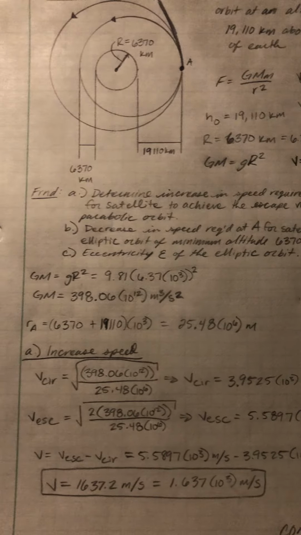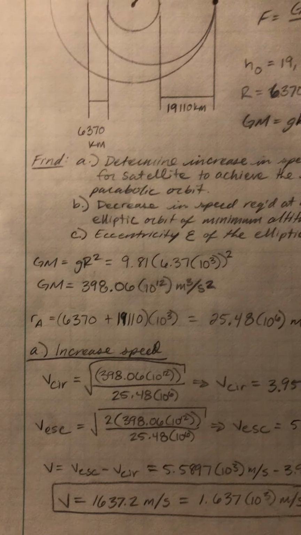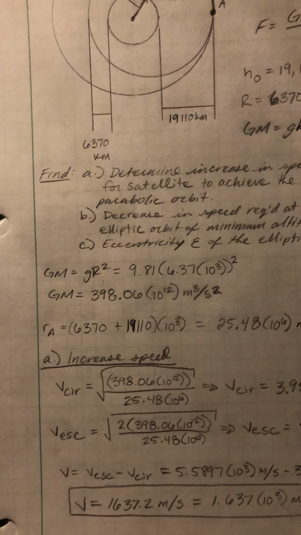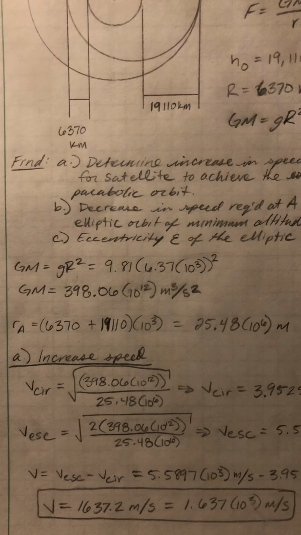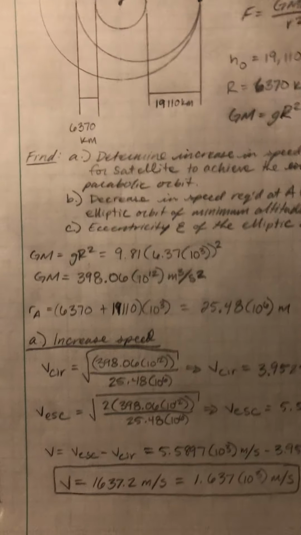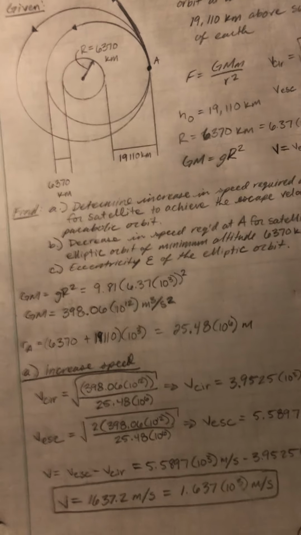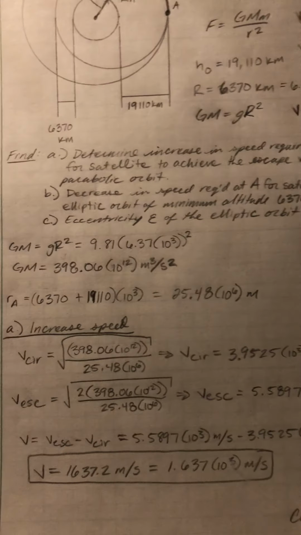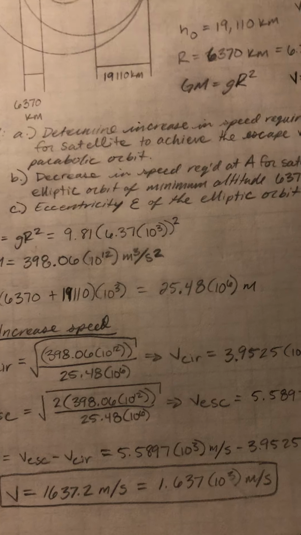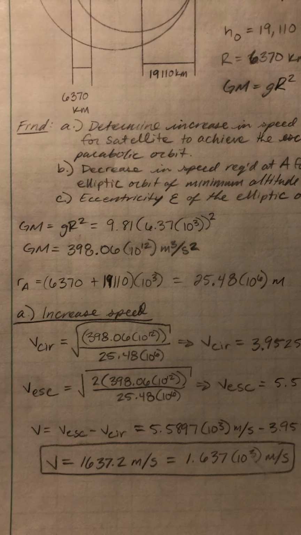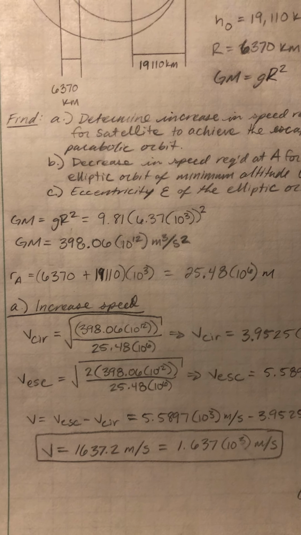So using the equations that we know and plugging in our values, we find that GM is equal to 398.06 times 10 to the 12th meters cubed over seconds squared. Finding the radius at A, we find that that is equal to 25.48 times 10 to the 6th meters.